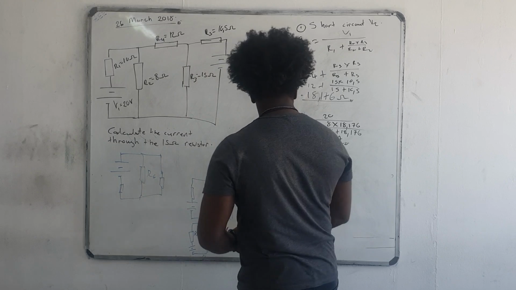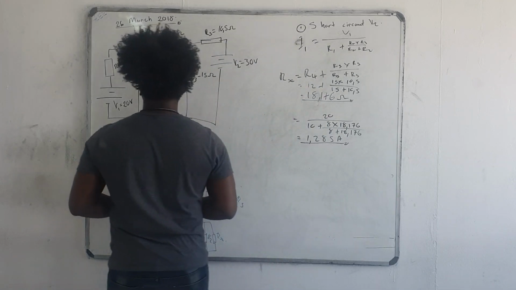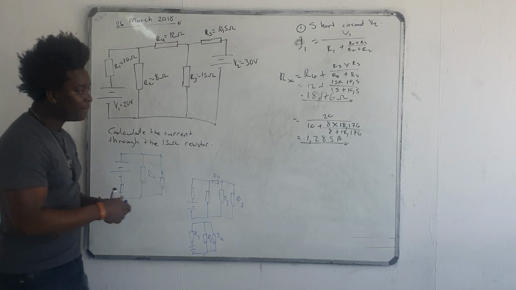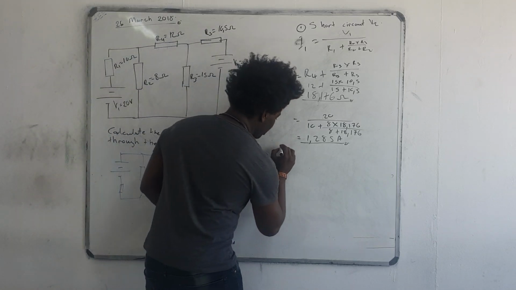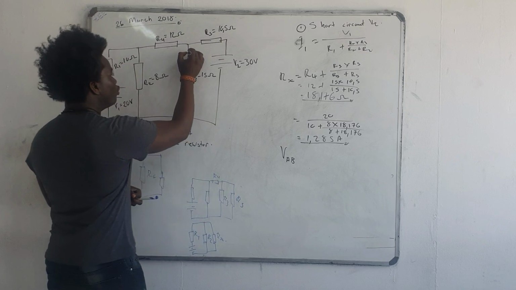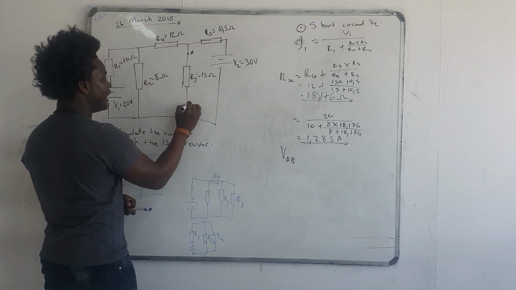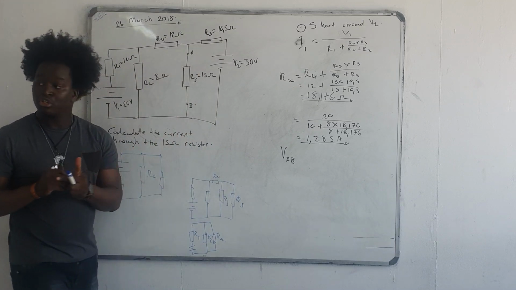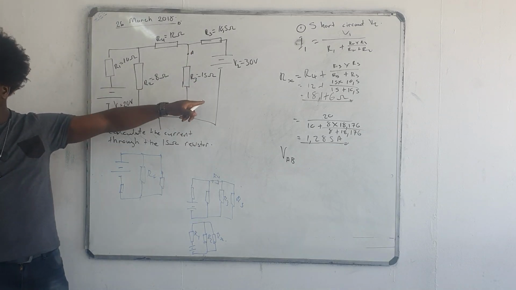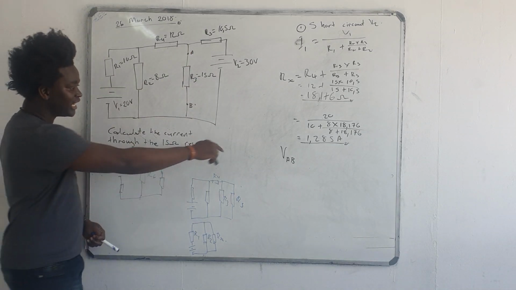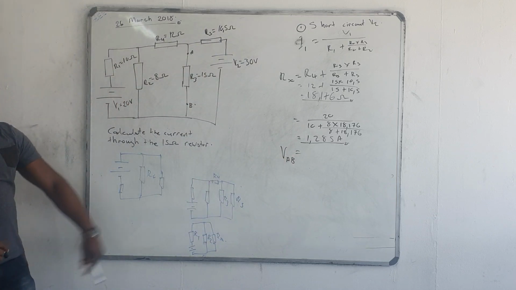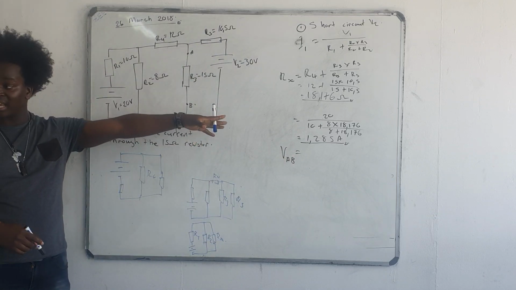Are we together? So we've got our R1, and the total is going to be 20. Let me write down the formula and then we'll explain it as we go along. It says VAB, and VAB will be this part. This part will be A and that part will be B. So we're trying to find the voltage at points A and B, so we need to find the voltage drops up until we get to VAB.